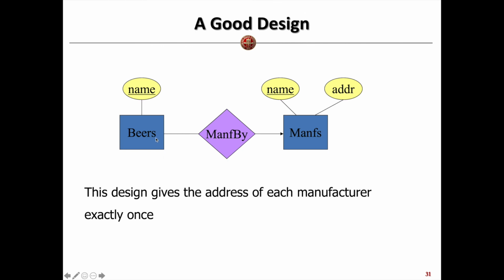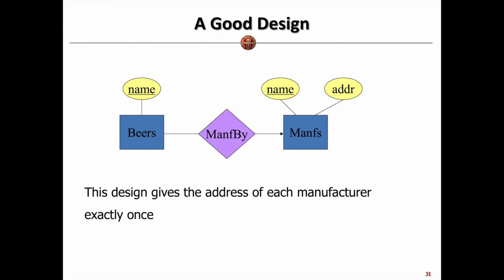We have a beer. This beer has only one single name. And we have one manufacturer, this entity. It has a name and an address as attributes. Between them, we have this manufactured by relationship. It will be a much better design, and this design will give the address of each manufacturer only once. It will create no redundancy.